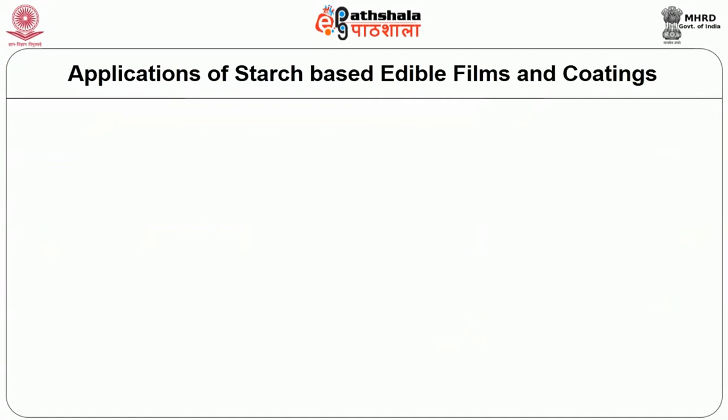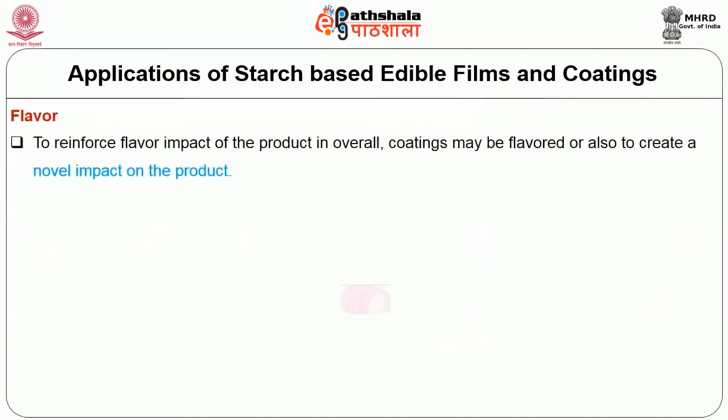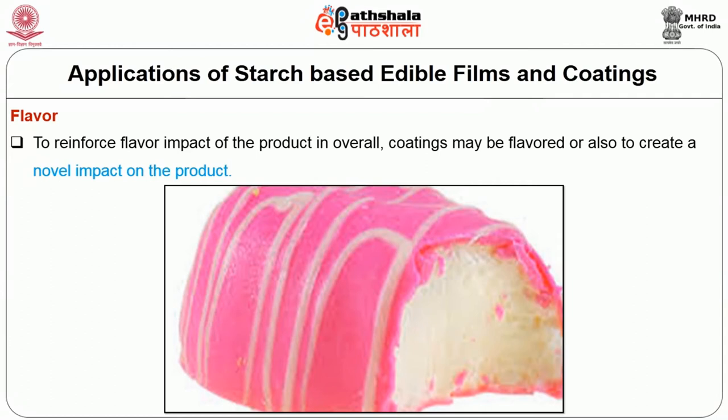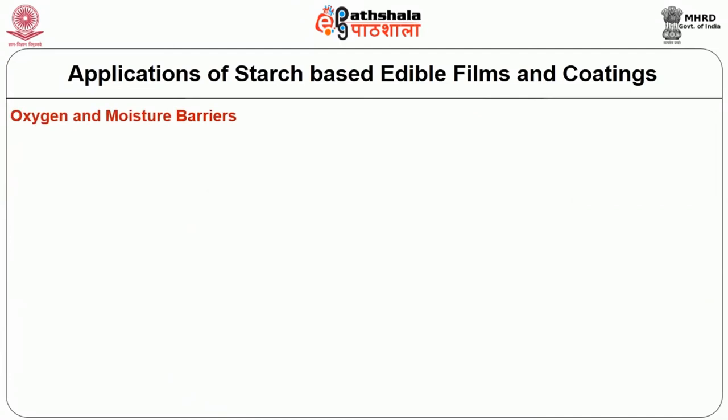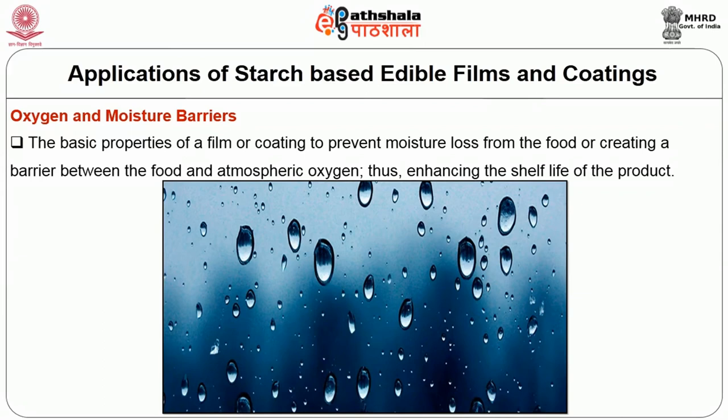Second application is to enhance flavor. To reinforce the flavor impact of the product, overall coatings may be flavored or also to create a novel impact on the product. Next application is acting as adhesion and moisture barriers. The basic properties of a film or coating are to prevent moisture loss from the food or create a barrier between the food and the atmosphere, thus enhancing the shelf life of the product.